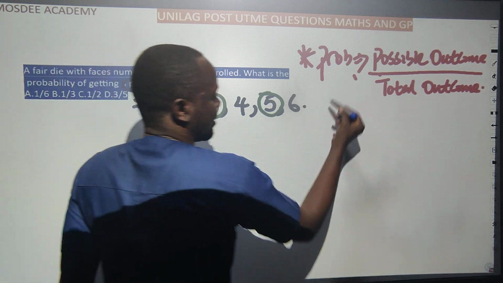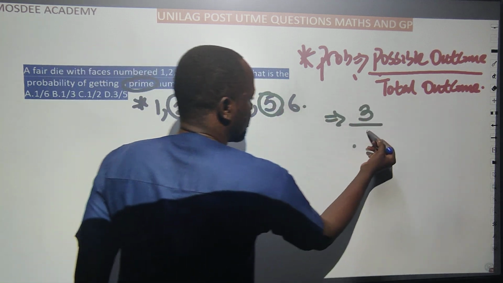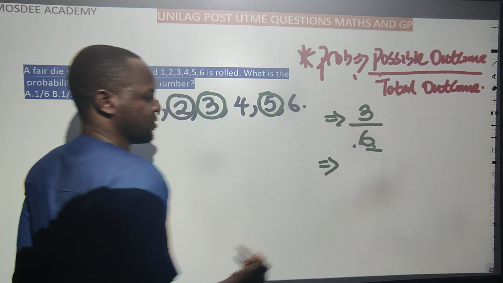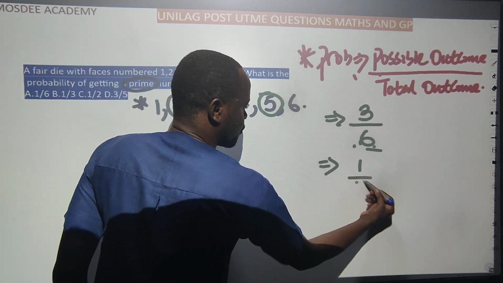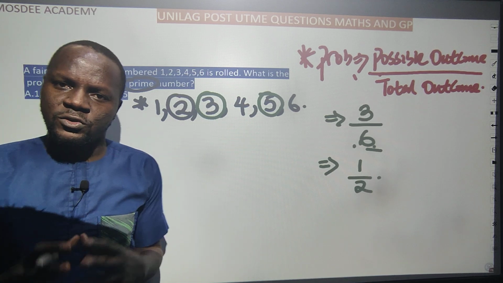There are 3 possible outcomes out of the total of 6 outcomes. So 3 divided by 6 is nothing but 1 over 2. So 1 over 2 will definitely be the right answer to this question.